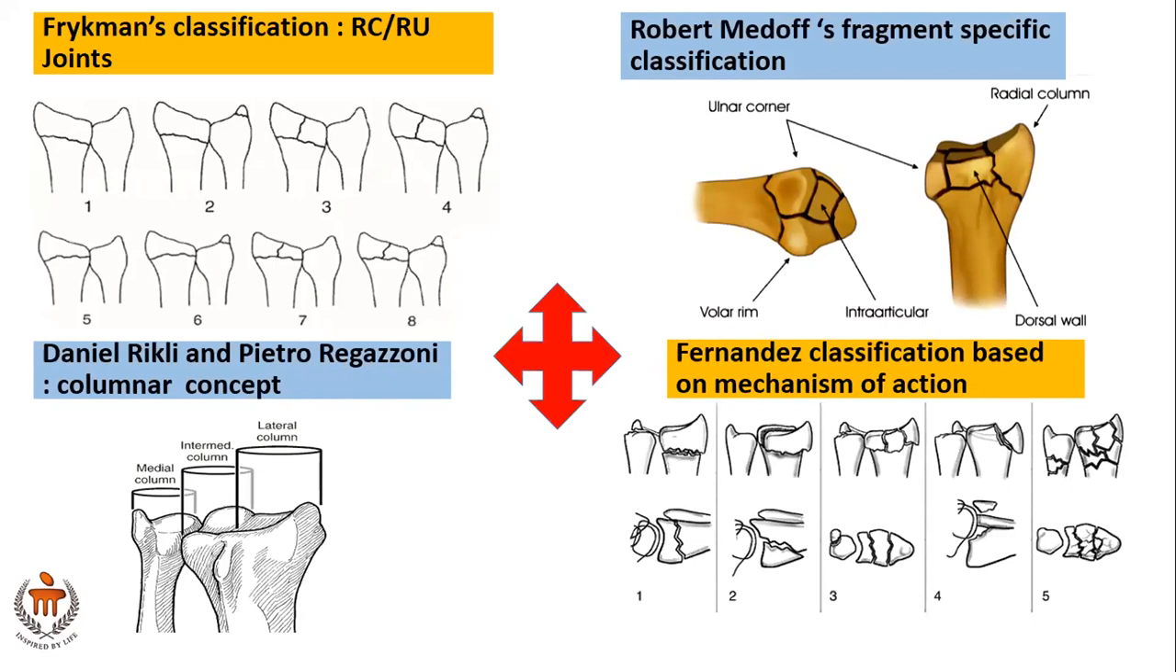And probably a combination of this, you know, which joints are involved, which fragment is involved, which column is involved, and what is the mechanism of injury is probably one good thing for us to know, so that you can think about the treatment part of it.